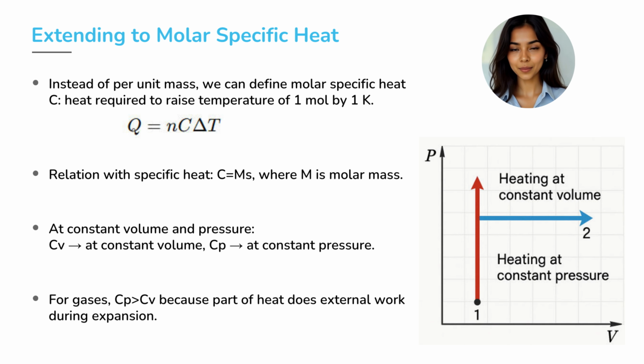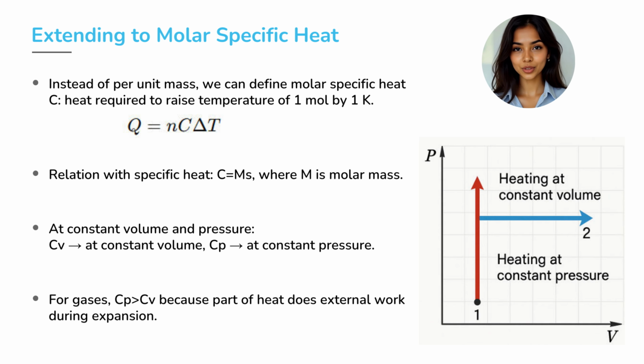Here, N is the number of moles, C is molar specific heat, and delta T is again the temperature change in Kelvin. There's also a relationship between specific heat and molar heat. C equals m multiplied by S, where m is the molar mass in kilograms per mole and S is the specific heat. For gases, we have two special cases, one at constant volume and one at constant pressure. We call them C sub V and C sub P respectively.